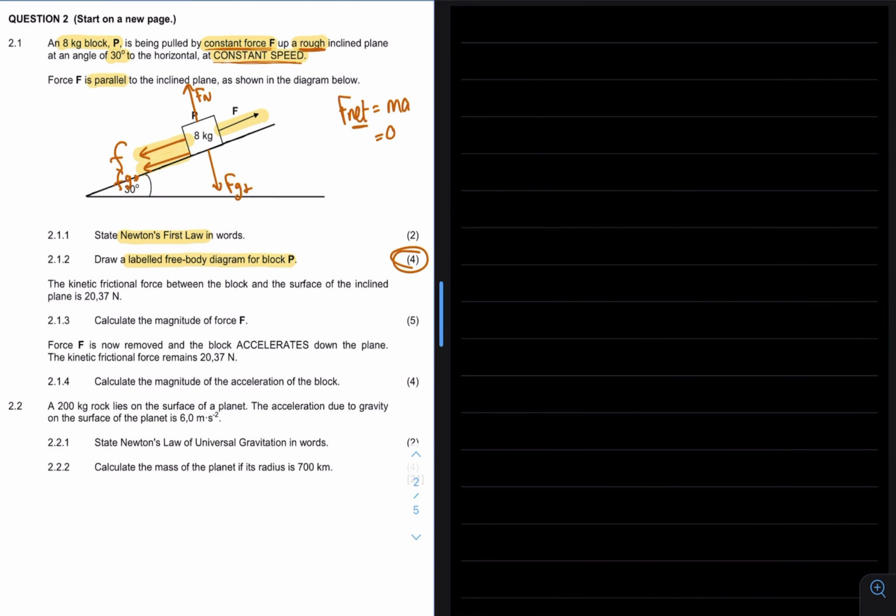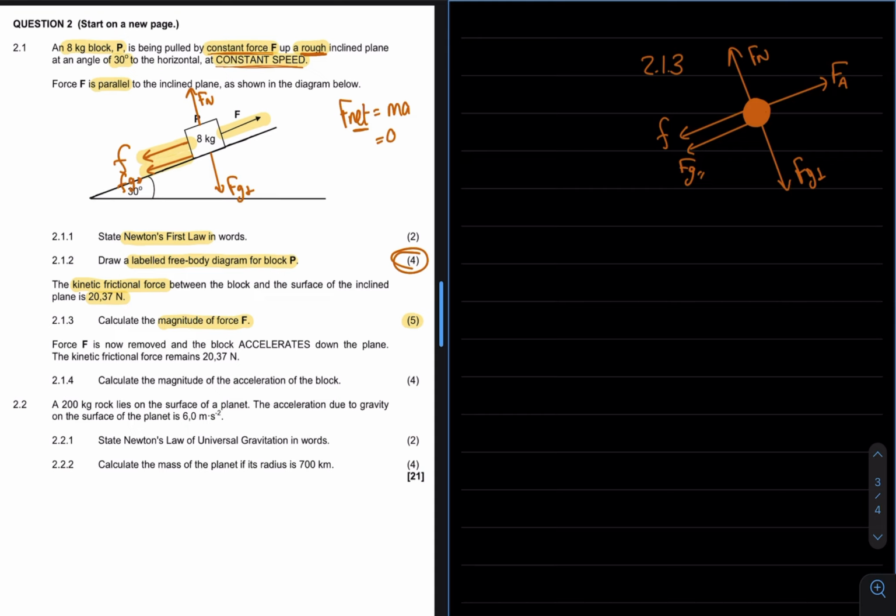The next part tells us that the kinetic frictional force between the block and the surface of the inclined plane is 20.37 Newton. 2.1.3 asks to calculate the magnitude of force F. Okay, so that's the applied force for a total of 5 marks. Now, in order to solve this problem, I have to make use of my free body diagram. Here I have shown Fg parallel and Fg perpendicular instead of my gravitational force, which should be there. We do this because we do not use gravity when we calculate, but we use the components of gravity, seeing as the components are already in my new x and y plane.